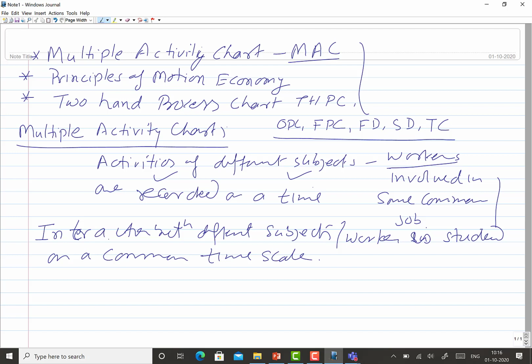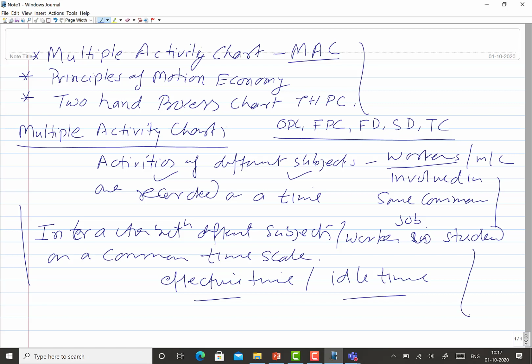Whenever this kind of study is done, we are able to identify what is the effective time being spent by a worker, or what is the idle time of one worker, or of a number of workers, or of a number of machines. So activities of the different subjects can involve not just workers but also the machines which are being considered during the job. So effective time of the machine and idle time is identified when we develop the activities of the different subjects on a common time scale.